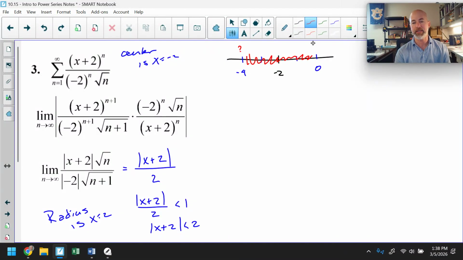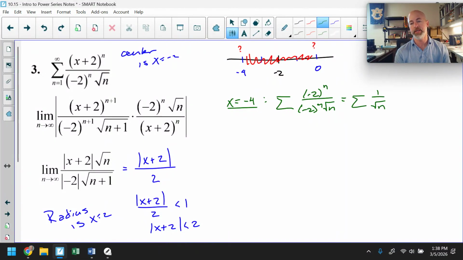I now need to test 0 and -4. So I'm going to test what if x is equal to -4? I would have the series -4 plus 2 is -2 to the n over -2 to the n times root n. The -2 to the n's cancel, and we have just 1 over root n, and that is a p series where p is 1/2. That diverges. So we will not include the -4.